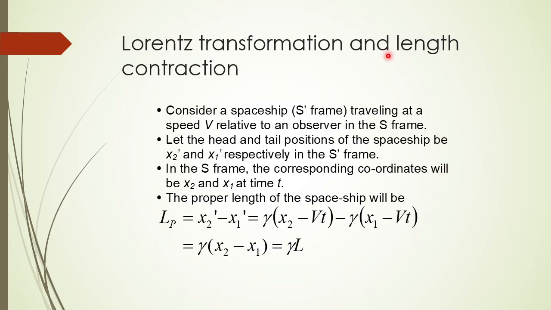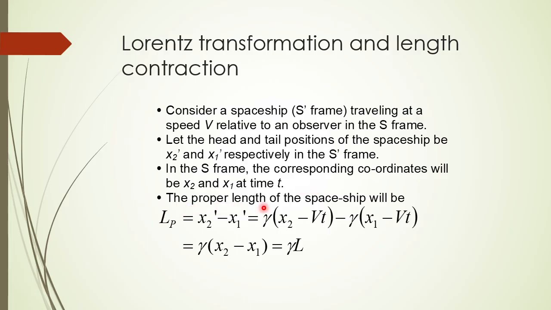So let's check that the Lorentz transformation is able to give us length contraction. Let's consider a spaceship in the S prime frame traveling at a speed v relative to an observer in the S frame. So the spaceship is the S prime frame and the observer is the S frame. The head and tail of the spaceship will be x prime 2 and x prime 1 in the prime frame, and in the S frame it is x1 and x2, at time t.